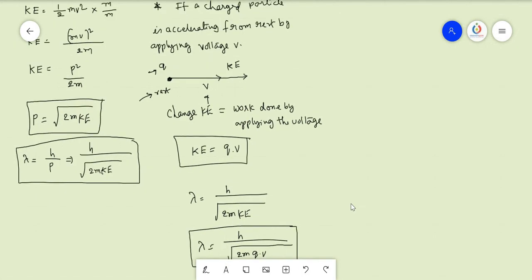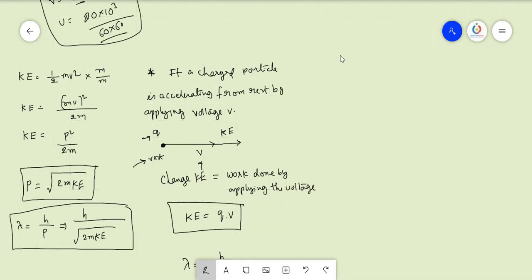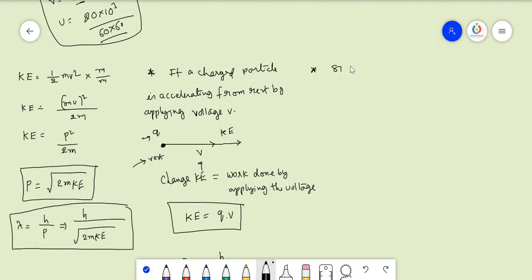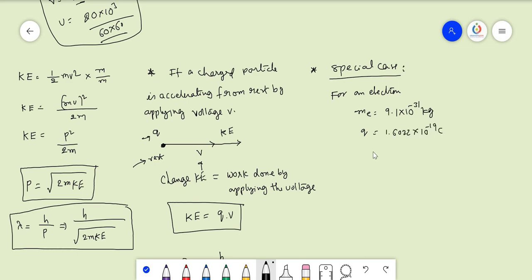Now let's try to take some other special cases. So in this special case, let us take an electron, because most of the time we deal with electron only. So for an electron, you know the certain values of the electron. Mass of the electron equals 9.1 into 10 power minus 31 kg. And the charge Q value is 1.6022 into 10 power minus 19 coulombs.